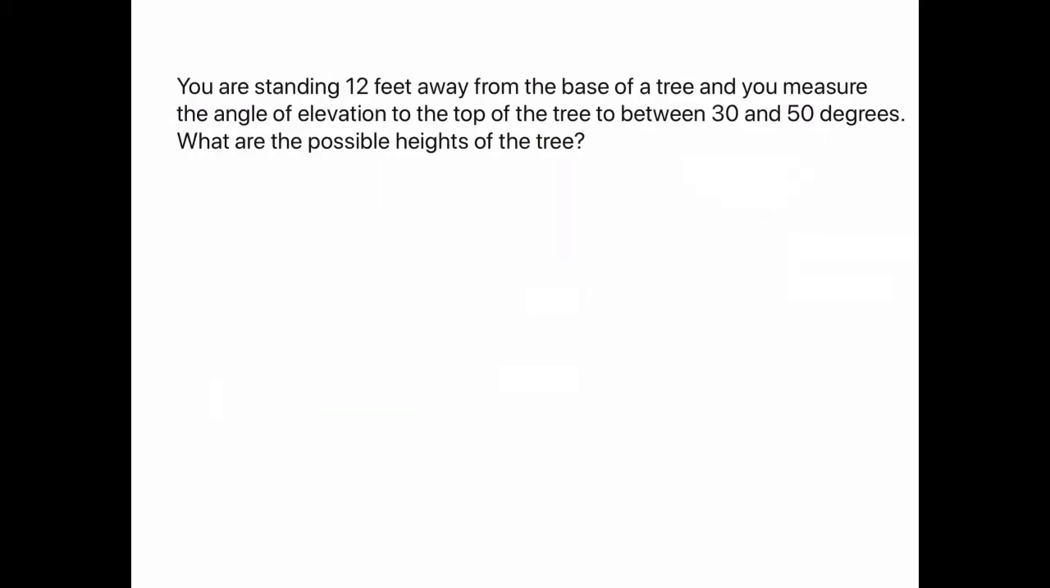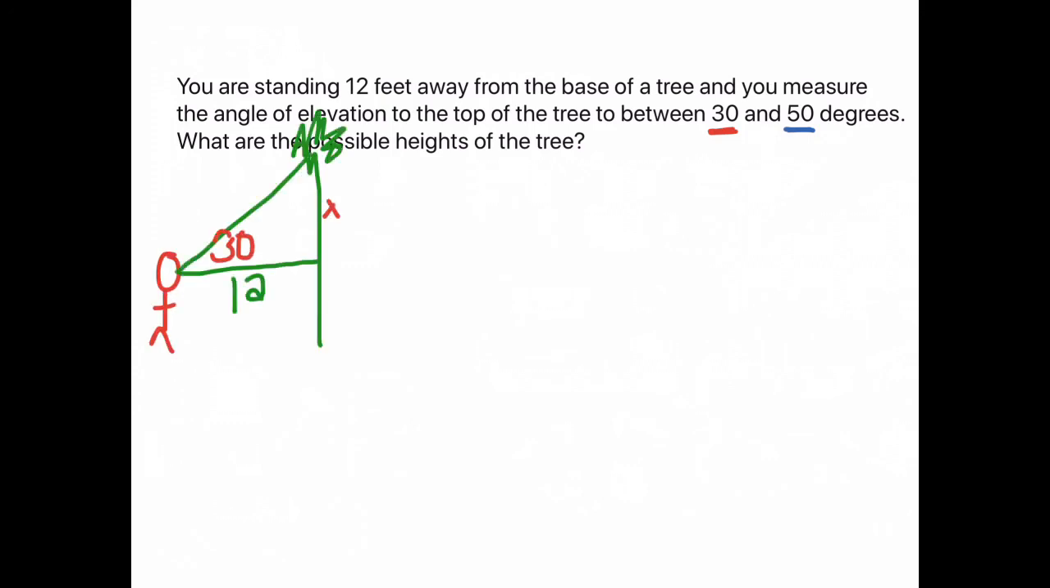And then our last question says you're standing 12 feet away from the base of a tree, and you measure the angle of elevation to the top of the tree to be between 30 and 50 degrees. You can't be exact. What are the possible heights of the tree? To do this question, you are simply going to find how high the top of the tree would be if the angle of elevation is 30, and then if the angle of elevation is 50. Any measurements between those two would be potentially accurate measurements. Anything outside of those two would be unreasonable assumptions.